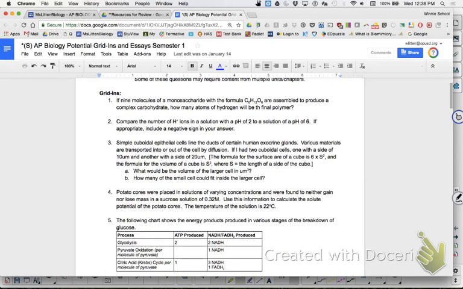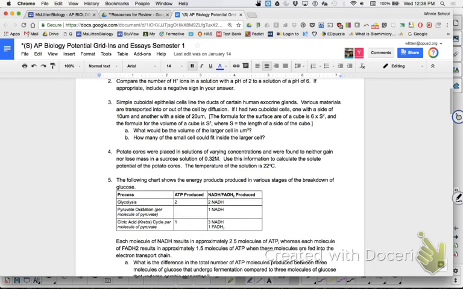We could talk about in this one, number 4, right? Potato cores placed in solutions of varying concentrations were found to neither gain nor lose mass in a sucrose solution of 0.32. That sounds exactly like our lab, right? So use this information to calculate the solute potential of the potato cores. The temperature is 22 degrees.